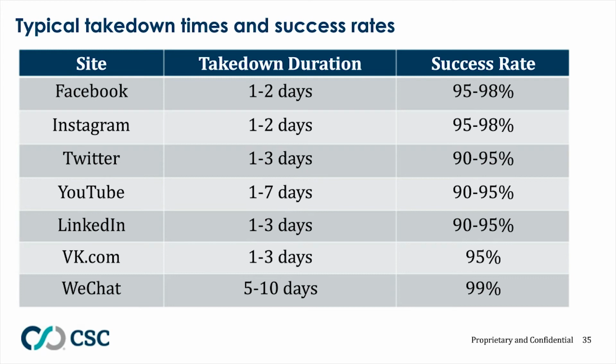So for Facebook and Instagram, it's typically 1 to 2 days with very high success rates, 95 to 98% success rate. Twitter takes slightly longer, YouTube as well. Interestingly, WeChat typically takes about 5 to 10 days, which is actually quite quick for WeChat. We know many people who struggle to get anywhere near that kind of speed of takedown with WeChat. We're currently reaching a success rate of 99% with WeChat, so we're getting very good compliance to our takedown requests.